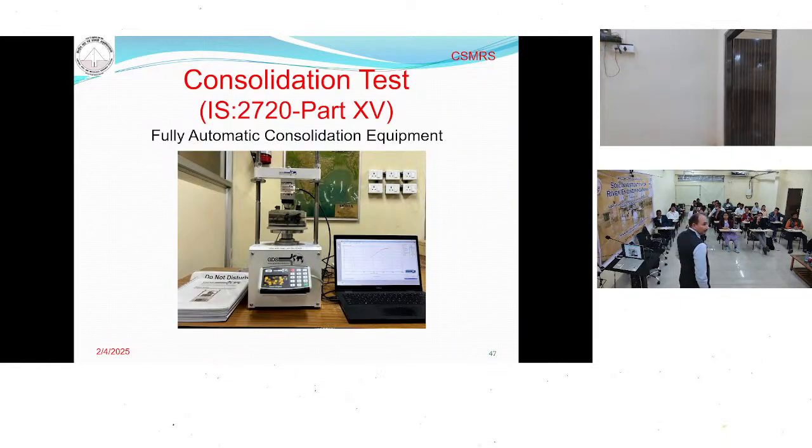So these are the machines which are used to determine the consolidation. This is a fully automatic consolidation apparatus. This is our consolidation set where we keep the sample, and here we apply the load. Both load and deflection are measured automatically, and the computer calculates all the consolidation parameters automatically.